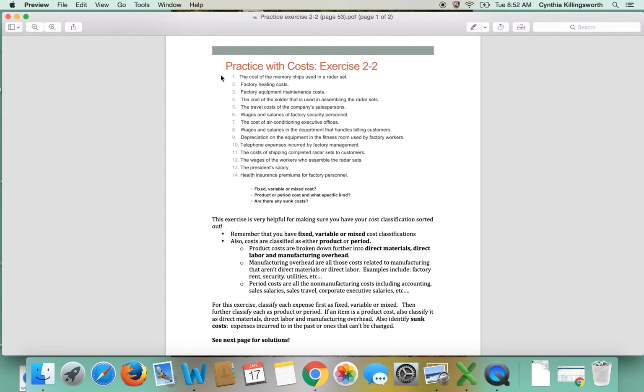Okay, number two, factory heating costs. Again, would be considered, let me give you a second here. Would be considered variable, and that is a product cost also, but that would go into the manufacturing overhead category.